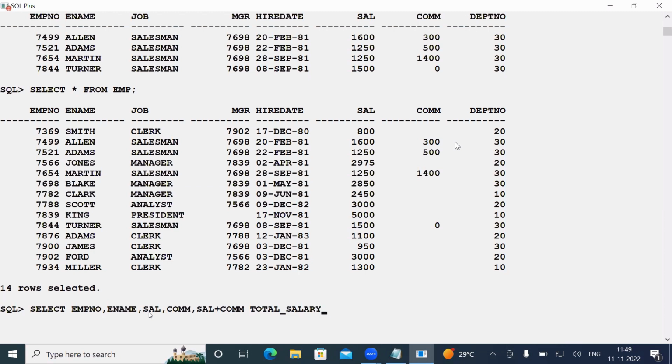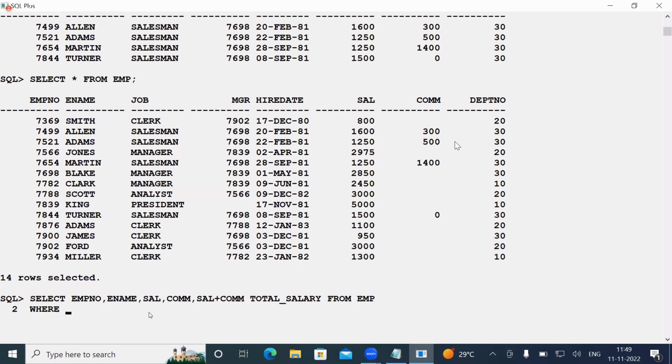Total salary, what is it here? Come on, guys. Total salary is what? Yes, it is an alias name. So it is a column level alias name I'm giving now. Okay, from EMP table, and my condition where e name is equal to Ellen.